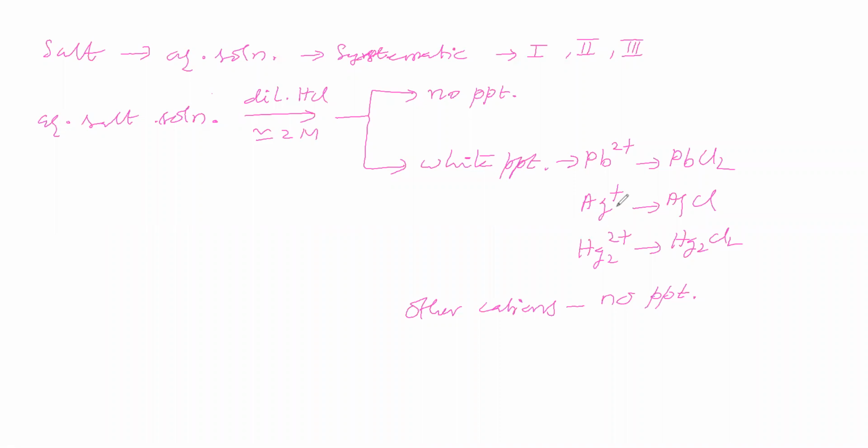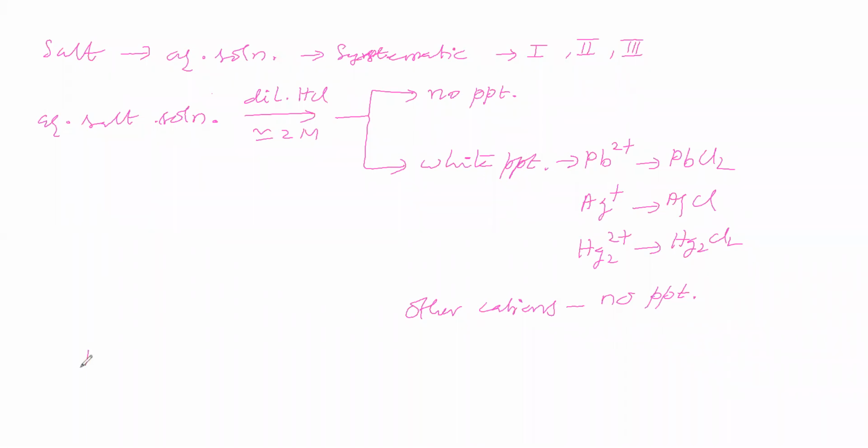Why do these cations precipitate with dilute HCl but not others? That we will see. For precipitation, what is the condition?